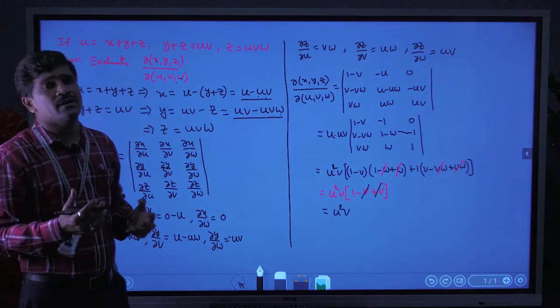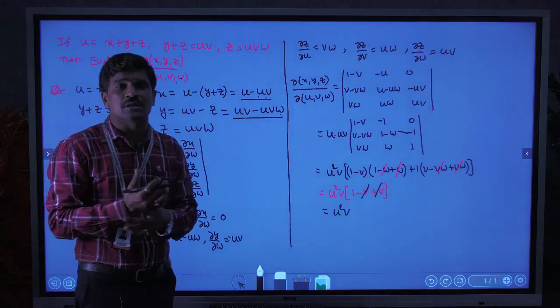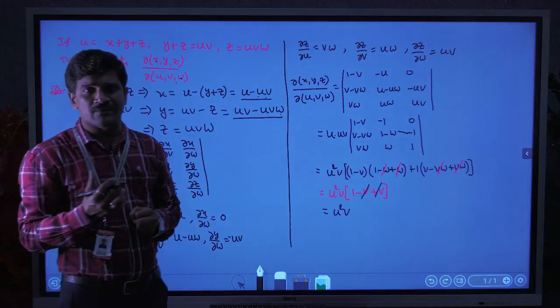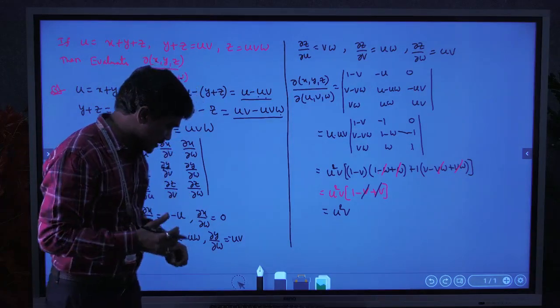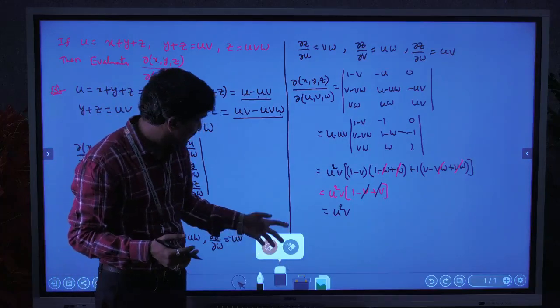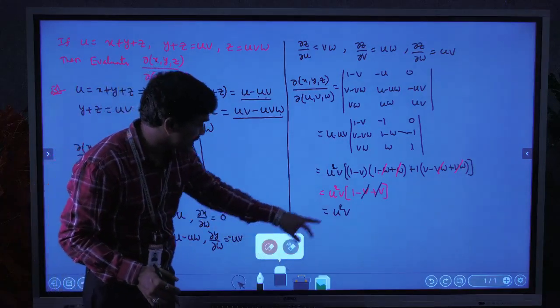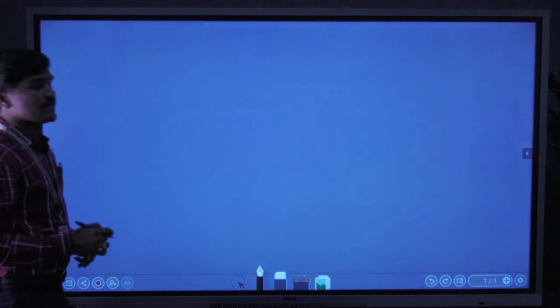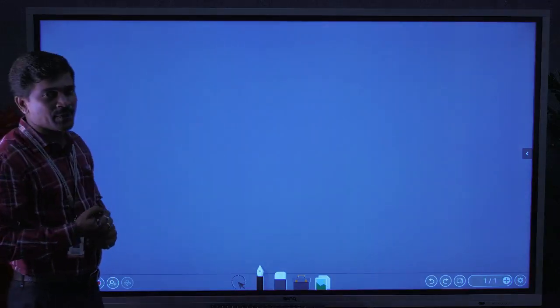Jacobian. So first of all, we have to discuss what the properties of Jacobian are. So first we discuss the properties. After that we calculate. We take another example. Right. So first of all, what are the properties of Jacobian?